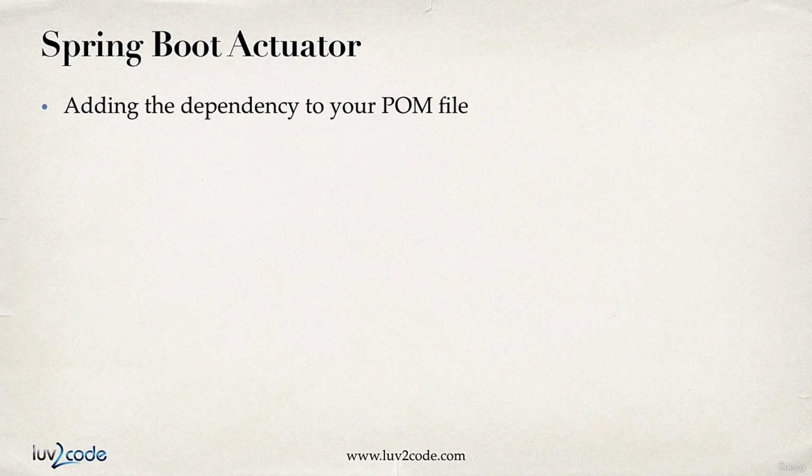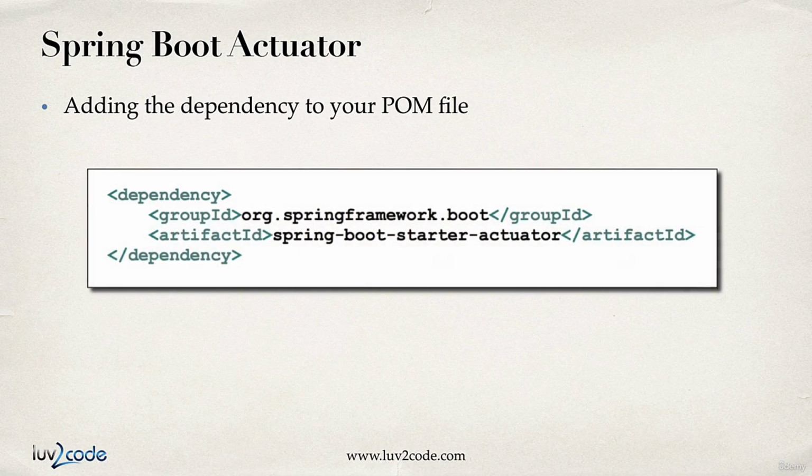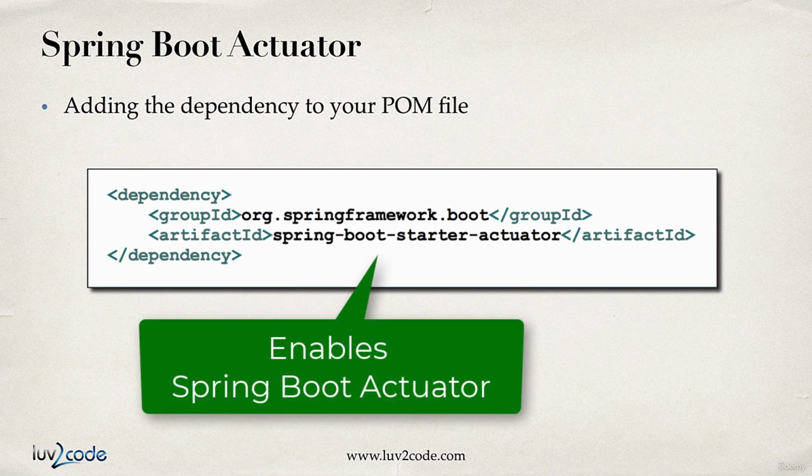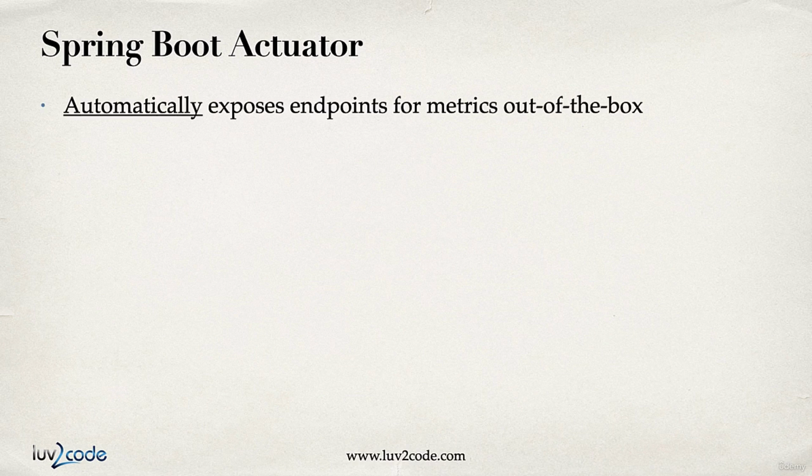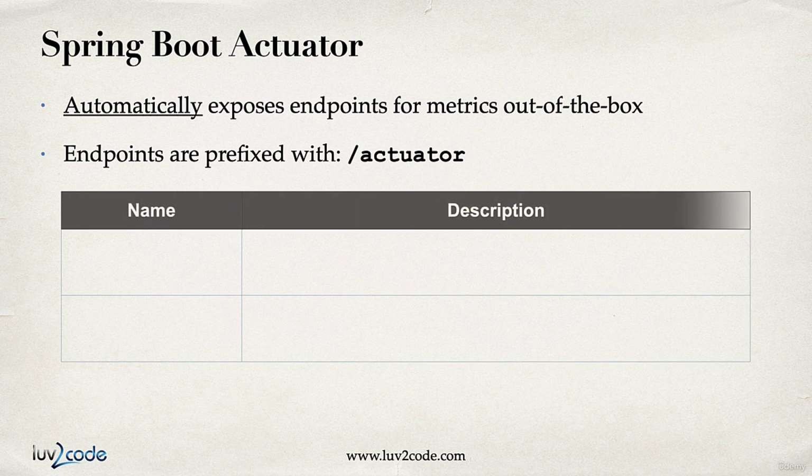Now, adding the dependency to the Maven POM file, we simply give a reference here and we say Spring Boot Starter Actuator, and that'll basically give us support for these metrics and monitoring of our given application. Now remember, Spring Boot Actuator automatically exposes endpoints for metrics out of the box. All of the endpoints are prefixed with /actuator.